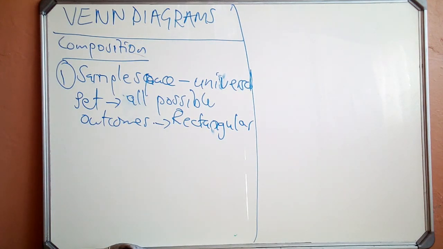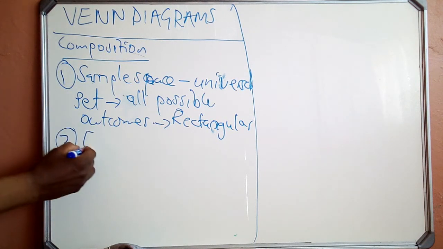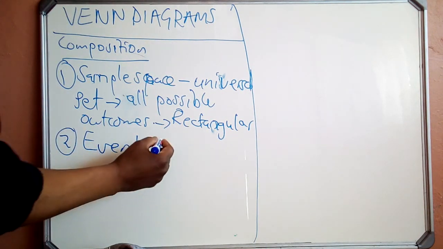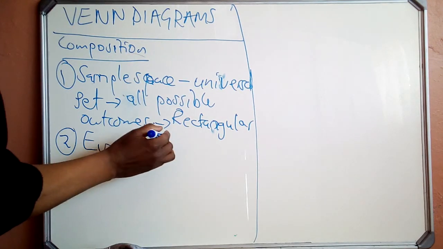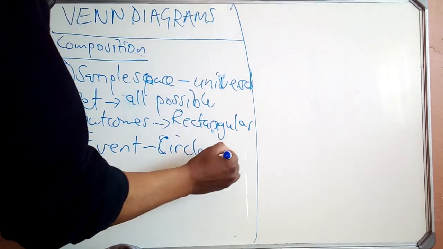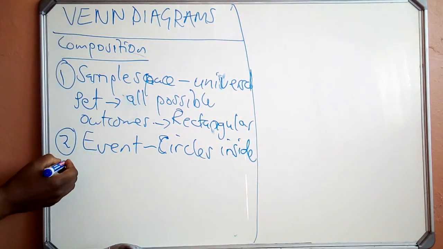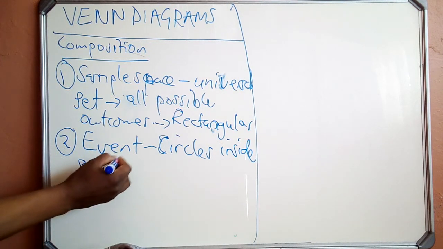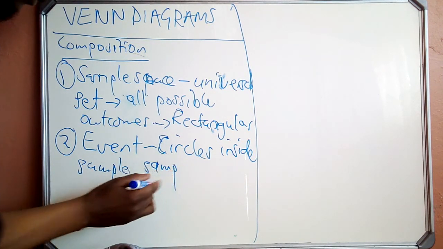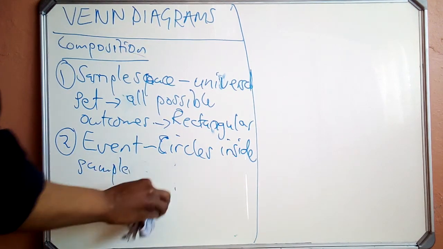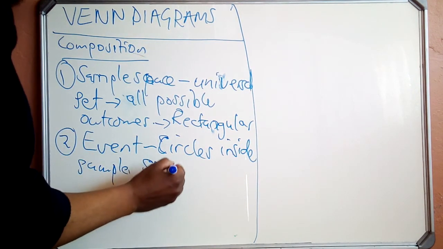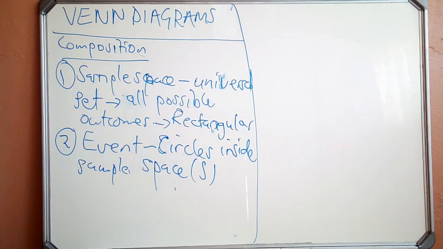And then we've got the circles. The events are shown in the form of circles inside the sample space S. All right, we've got an event, and usually these are in the form of circles.